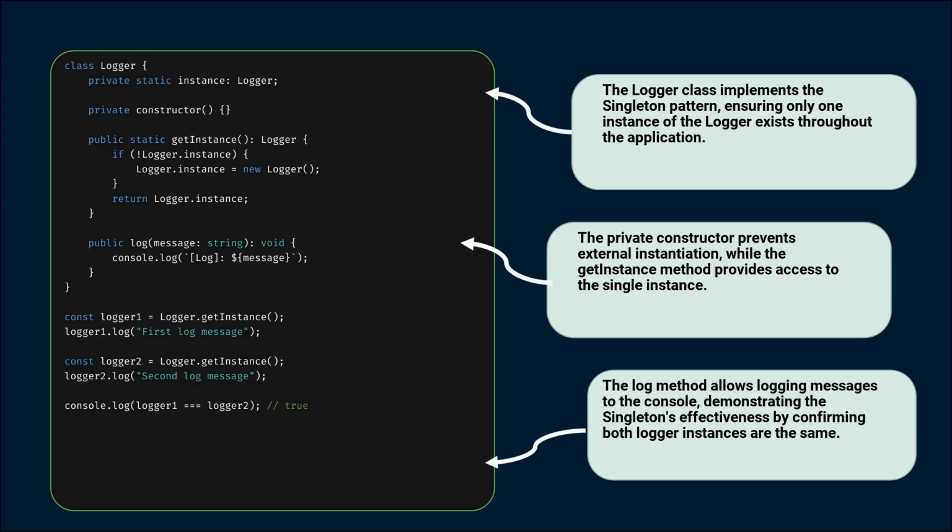Once our logger class is established, we can utilize it for logging messages. By calling Logger.getInstance, we can create logger1, which is the first access to our logger. When logger1 logs a message, it utilizes the log method, which formats the message with a prefix and outputs it to the console. Similarly, when we create logger2 by calling getInstance again, we find that it references the same logger instance as logger1, confirming the correctness of our implementation. This guarantees that all log messages are effectively managed through a singular logging service.